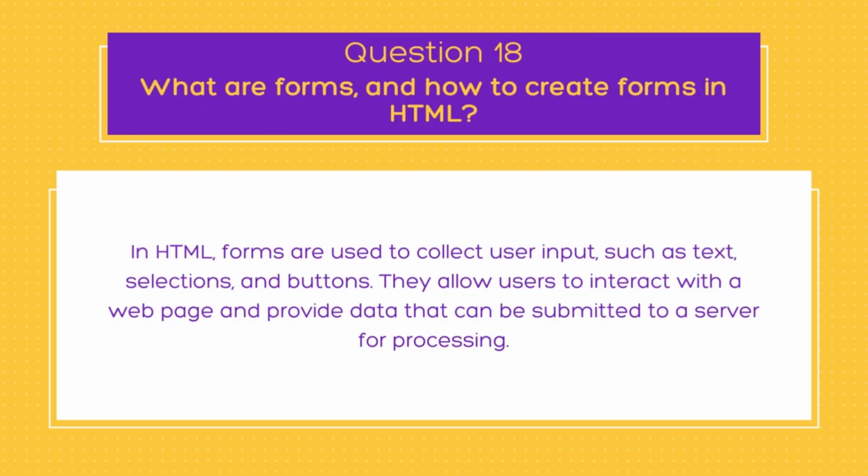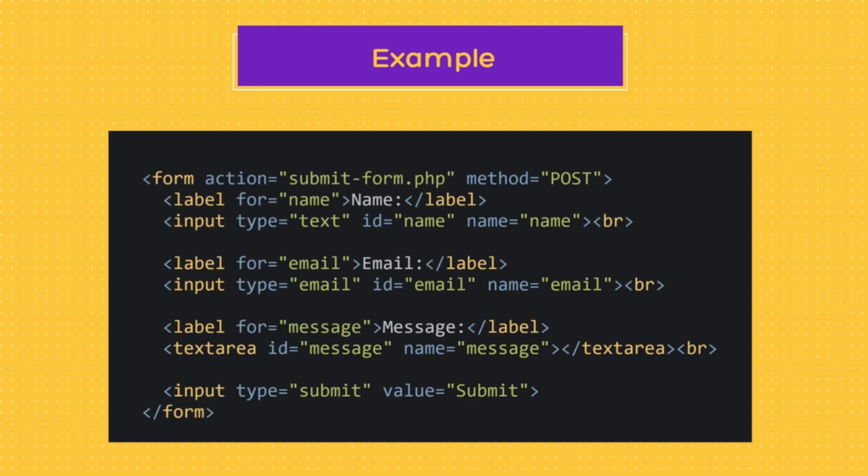Moving on to the next question, we have: what are forms and how do you create forms in HTML? So, in HTML, forms are used to collect user input such as text, selections, and buttons. They allow users to interact with the web page and provide data that can be submitted to a server for processing. To create a form in HTML, you need to use the form tag. The form tag is a container that encloses all the form elements such as text boxes, checkboxes, radio buttons, and buttons. Here's an example of a basic HTML form.